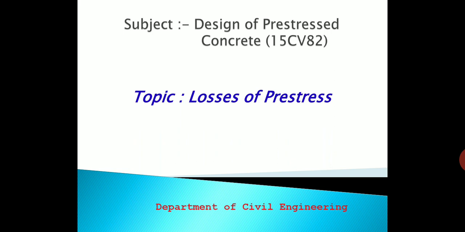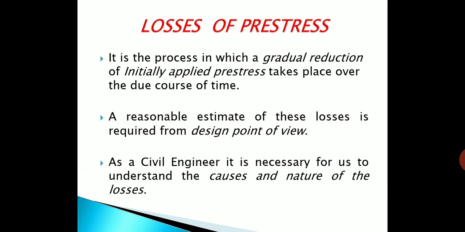Today we will be discussing the next part of your module 2, that is losses in prestress. So what is exactly loss of prestress? It is a process in which gradual reduction of initially applied prestress takes place over due course of time. That means the initial prestress which you are applying, gradually the effect of that prestress reduces, or the amount of prestress which we are applying gradually reduces with time, which is termed as losses of prestress.